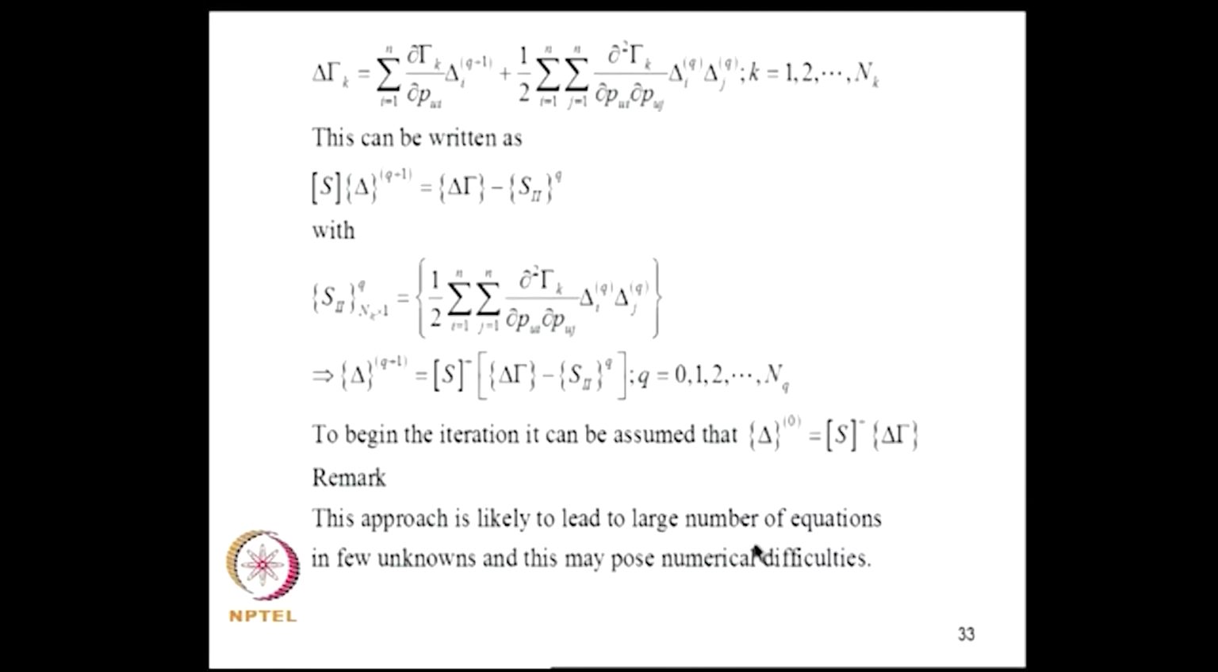This approach is likely to lead to a large number of equations and few unknowns, and this may pose numerical difficulty as before. But the advantage of second order sensitivity is, if your initial guess is far away from the true value, it gives you a greater margin of error between your prediction and the true value, because you are including quadratic terms in your expansion. This is an advantage of this method.